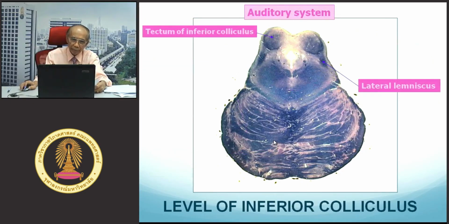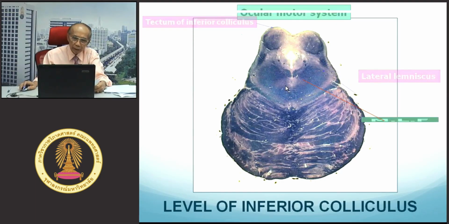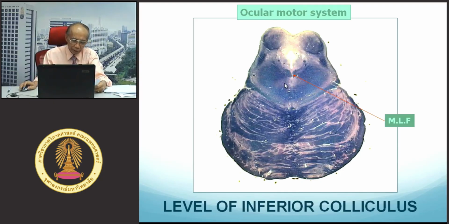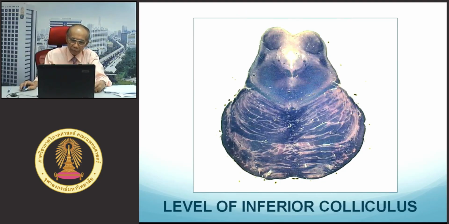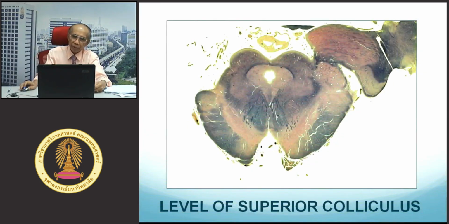The auditory system includes the tectum of the inferior colliculus, where the lateral lemniscus terminates. The oculomotor system includes the MLF or medial longitudinal fasciculus, which controls the horizontal conjugate eye movement. The end of level of inferior colliculus. Next, we go to the level of superior colliculus.